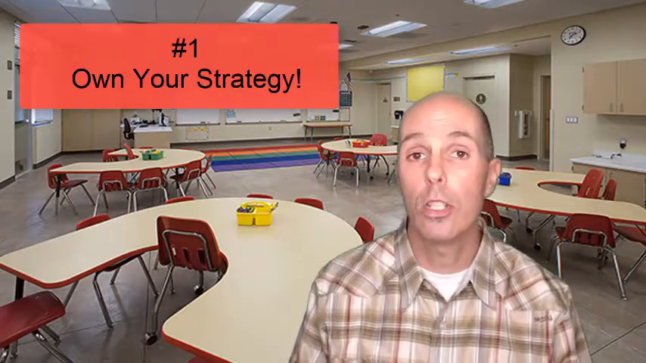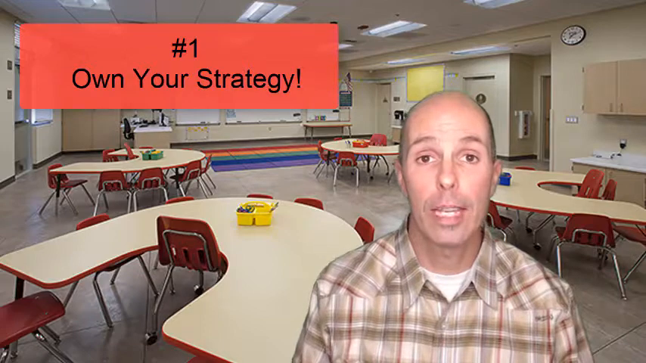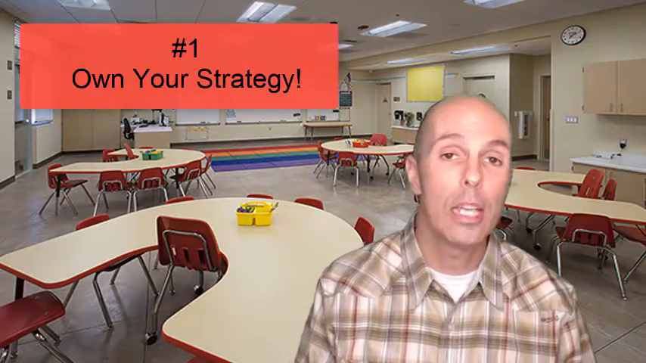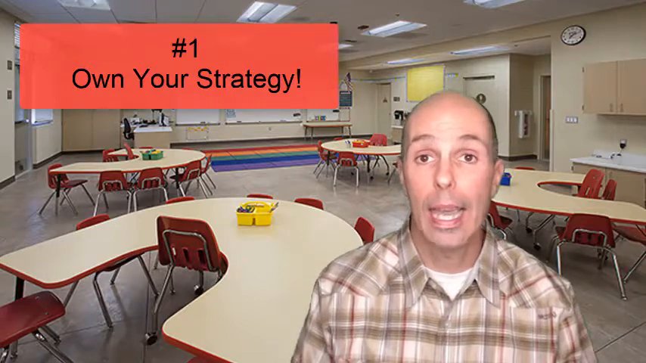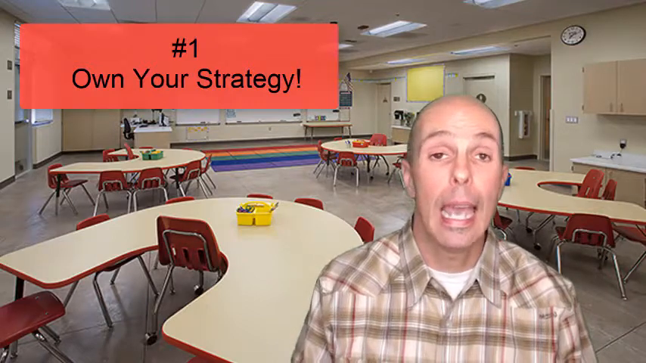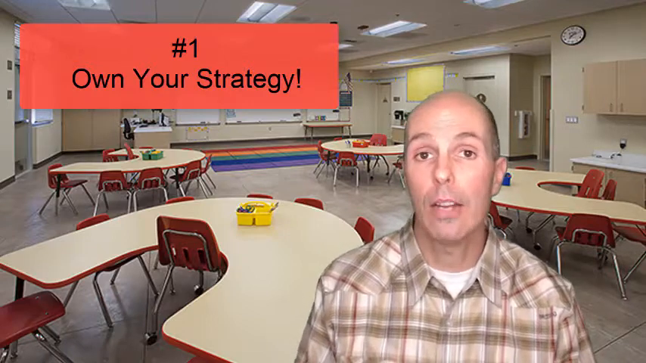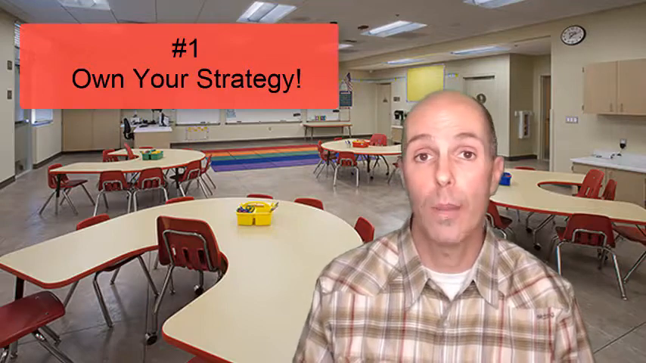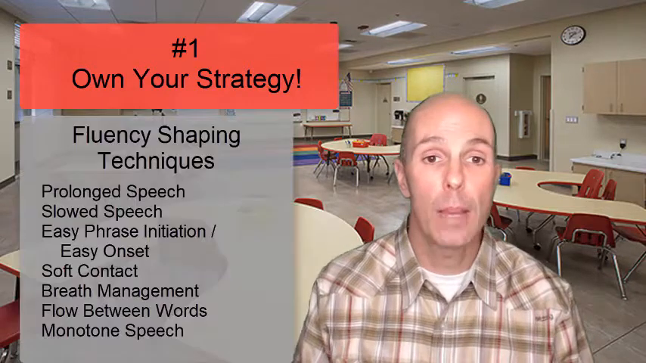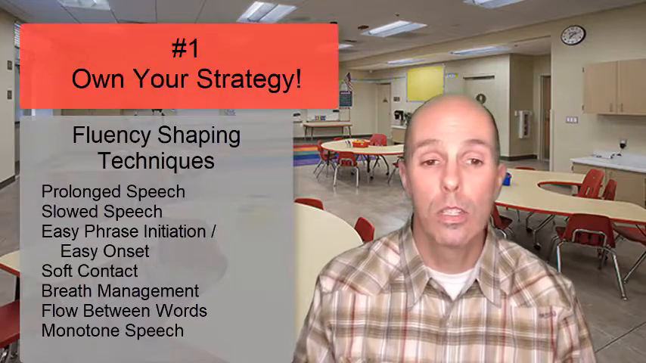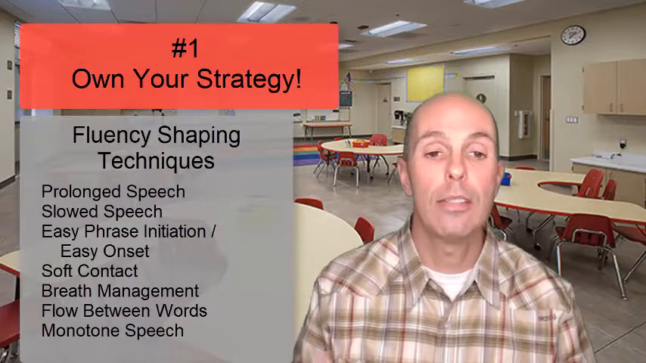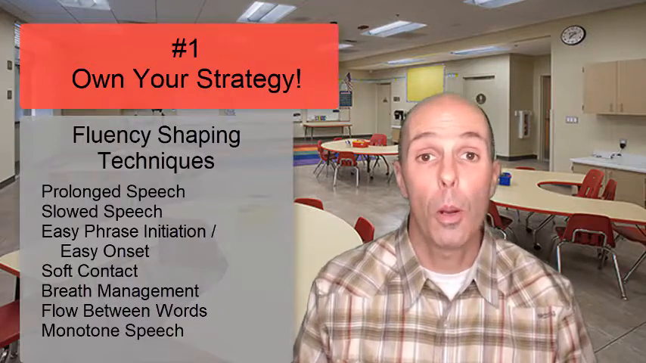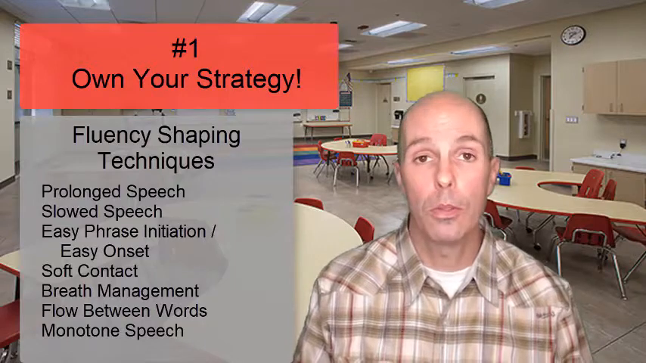Oftentimes when we teach fluency shaping techniques or stuttering modification, we present the things that we've been successful with. What we're advocating is that you present all of the tools like a toolbox, and let the child or the person identify what they most likely will use or what feels best to them. The fluency shaping techniques include prolonged speech, slowed speech, easy onset or easy phrase initiation, breath work, deliberate flow or pausing between words, and monotone speech.